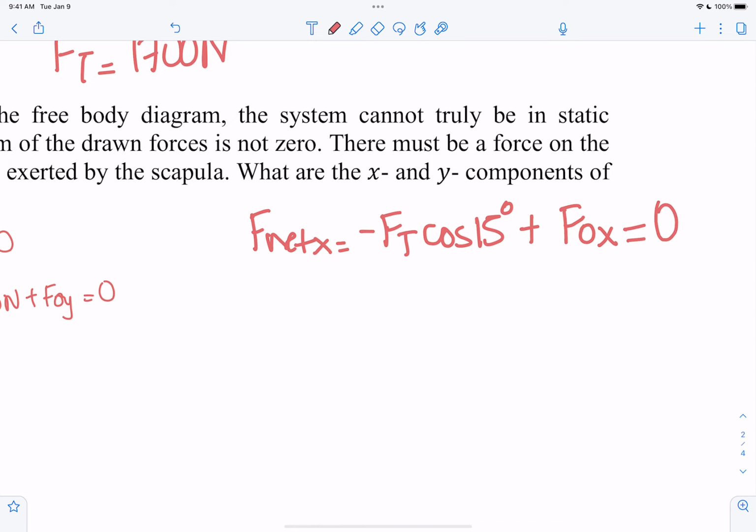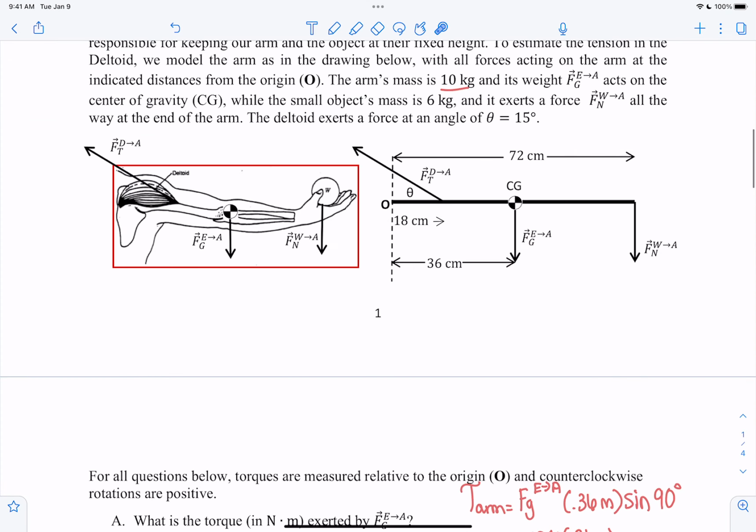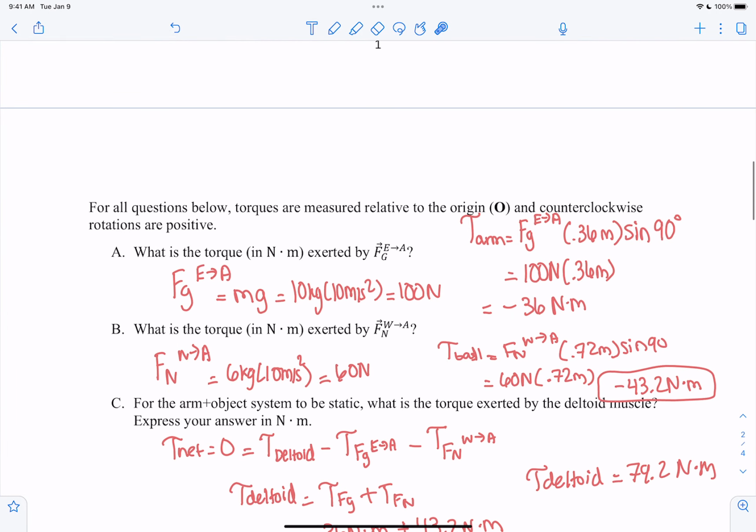So in that case, if this is all equal to 0, because they have to cancel out, then the x component of the force on the origin should just be equal to 1700 newtons times cosine 15. And that's equal to 1642.1 newtons. So that makes sense because if that tension force is the only force applying a force in the x direction, and it applies it in the negative x direction, then there must be a force at the origin that's going to apply it in the positive x direction to cancel it out.